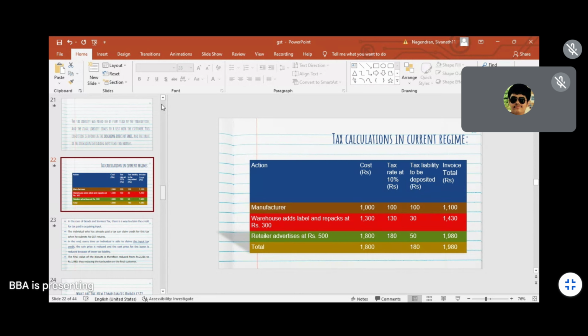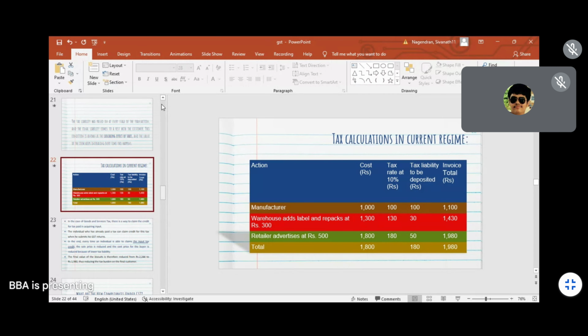Is it clear ma'am? So 1800 க்கு நான் 10% சார்ஜ் பண்றேன். Actually it is 180, but அந்த 180 ல ஆல்ரெடி எவ்வளவு அமௌண்ட் பே பண்ணியாச்சு? 130. 130 has been paid, so only 50 rupees have to be deposited as tax.